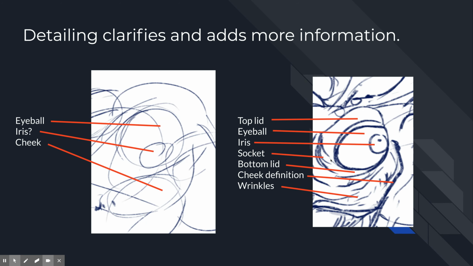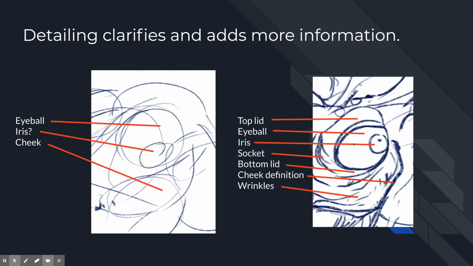Let's talk about what is detailing. Detailing clarifies and it adds more information, actually dramatically more information. Here are two cropped images of that weird looking bird creature that you just saw. And so, for example, in our early construction, you might only have, say, the eyeball, the iris, and the cheek, if we look at just these areas.